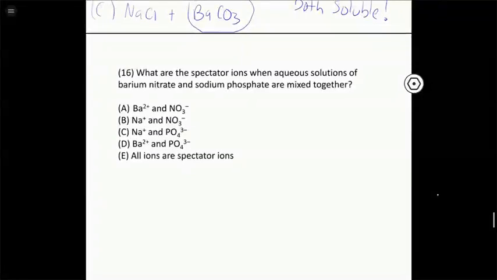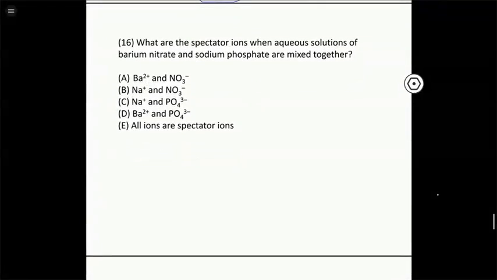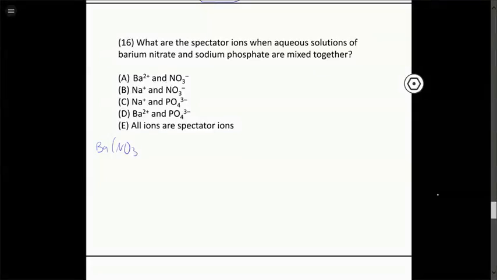Number 16. What are the spectator ions when aqueous solutions of barium nitrate and sodium phosphate are mixed together? To find spectator ions, we're looking for the ions that are dissolved, that are soluble on both sides of the chemical equation, so the ones that aren't involved in forming the product. This is another precipitation reaction, so we're taking barium nitrate, Ba(NO3)2, barium is a +2 cation. We're adding that to sodium phosphate. We saw sodium phosphate earlier, it's Na3PO4.